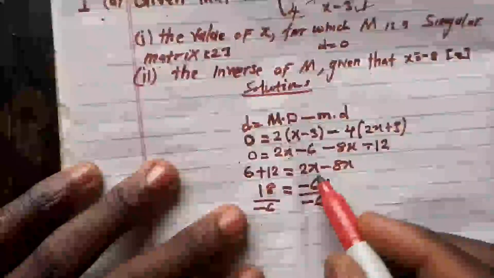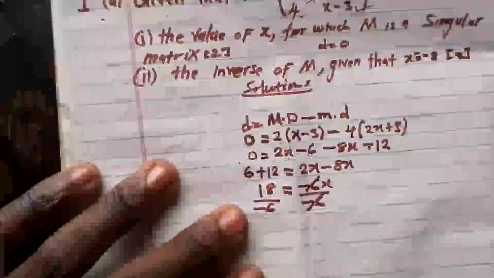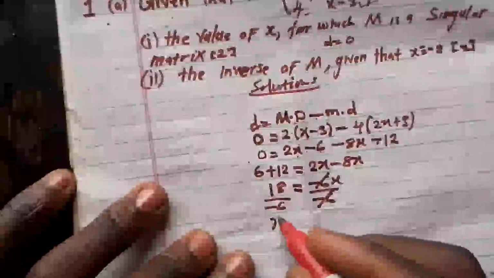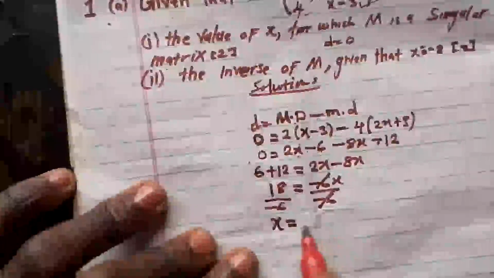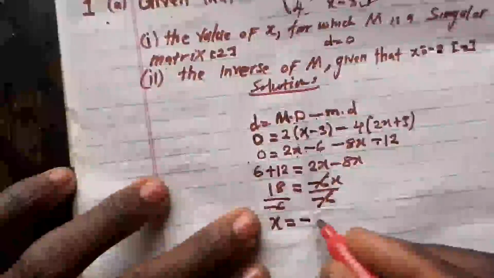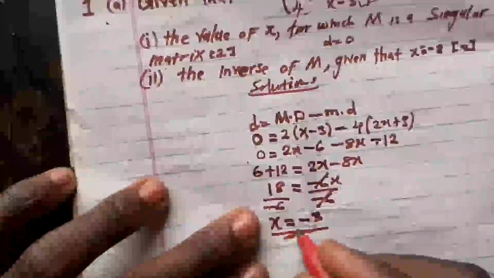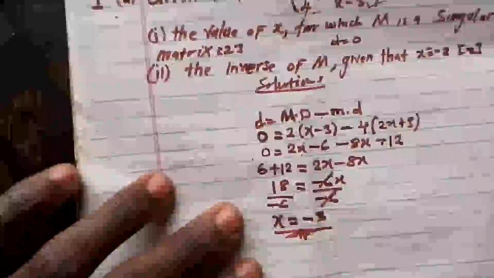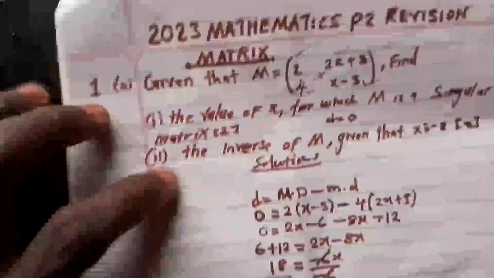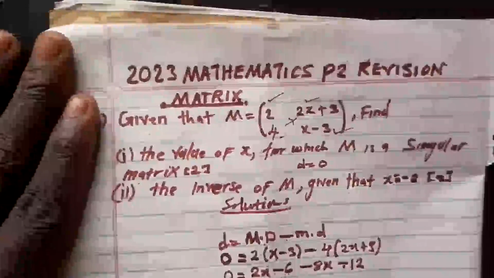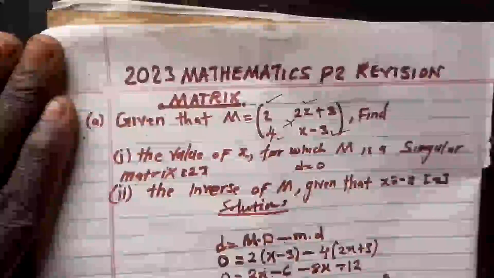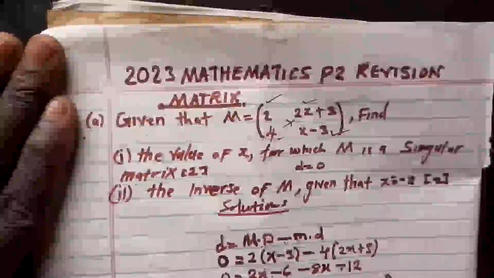So this negative 6 and this one here, they are going to cancel each other. So here I'm going to remain with what? X. So I'm going to say x is equal to negative 6 into positive 18. I'm going to get what? Negative 3. So which means on this part here, the value of x is equal to 3. Now, what you need to understand here is that the singular matrix has no inverse.